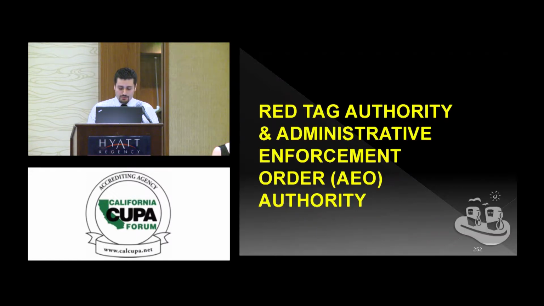So one of the tools that may be implemented in facilities with what we call significant violations, and we'll talk about what significant means, but we'll talk about the criteria a little bit later on, is using red tag authority and administrative enforcement orders, AEOs, right? So these are two tools that we can use. They're found under 2717 for further information.